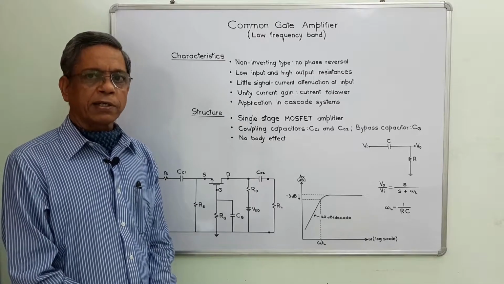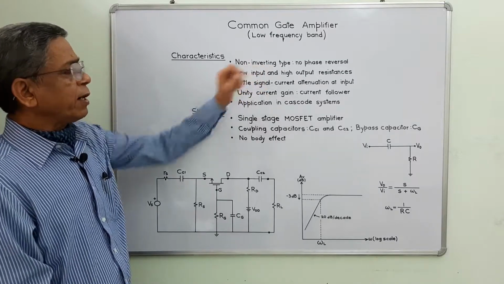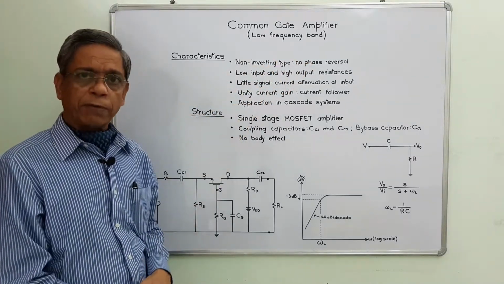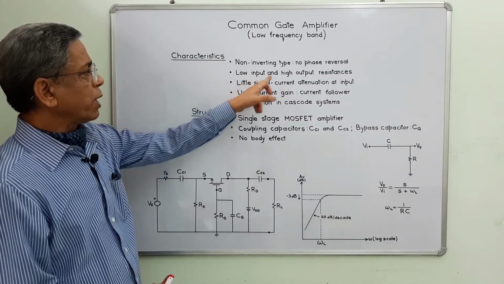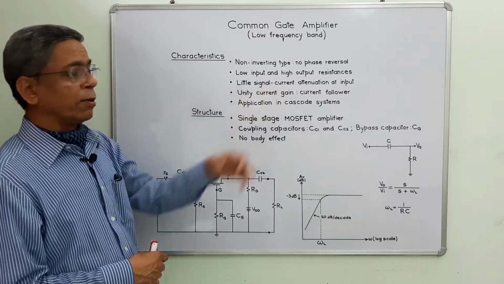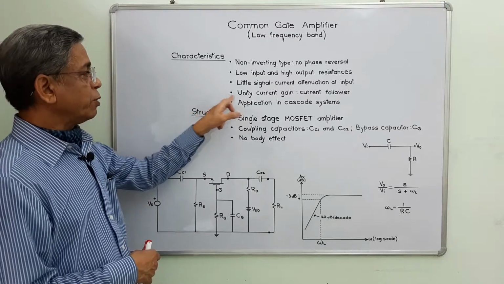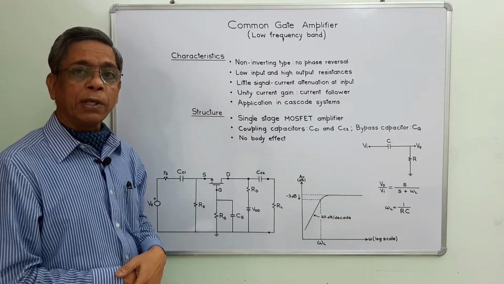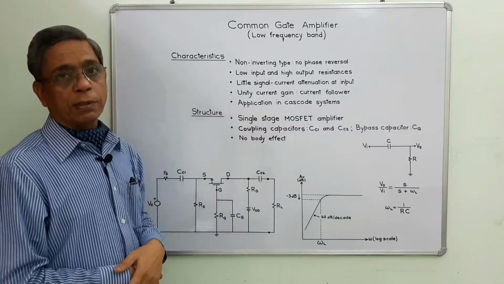Let us start with the characteristics of common gate amplifier. It is non-inverting type. There is no phase reversal between input and output signal, and it has low input and high output resistances, and there is little signal current attenuation at the input. This is because of the second point, and it has unity current gain. That is why it is better known as current follower, and this has application in cascade system.